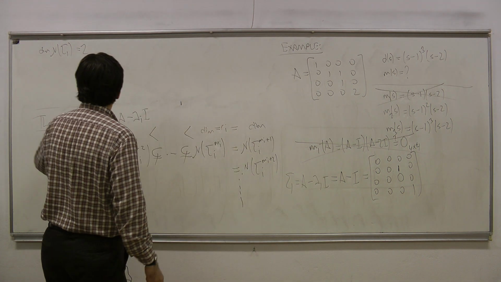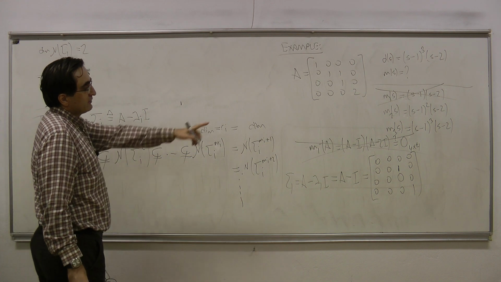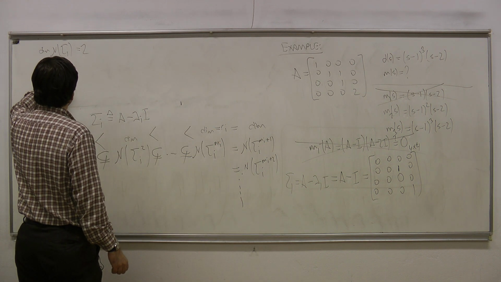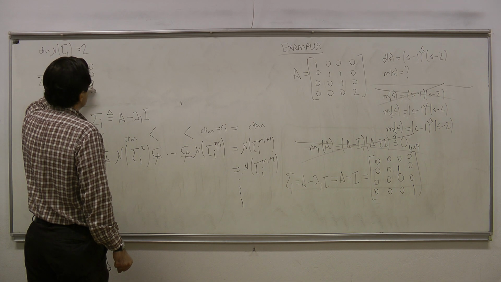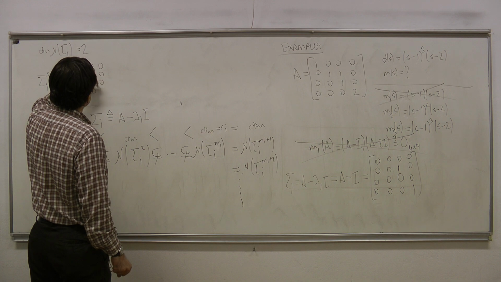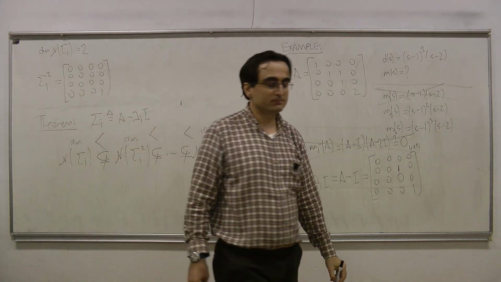I calculate sigma 1 square. I increase the power by 1. If I take the square of that matrix, you're going to get this. And I would have 0, 0, 0, 0, and 0, 0, 0, 1. So this is sigma 1 square.